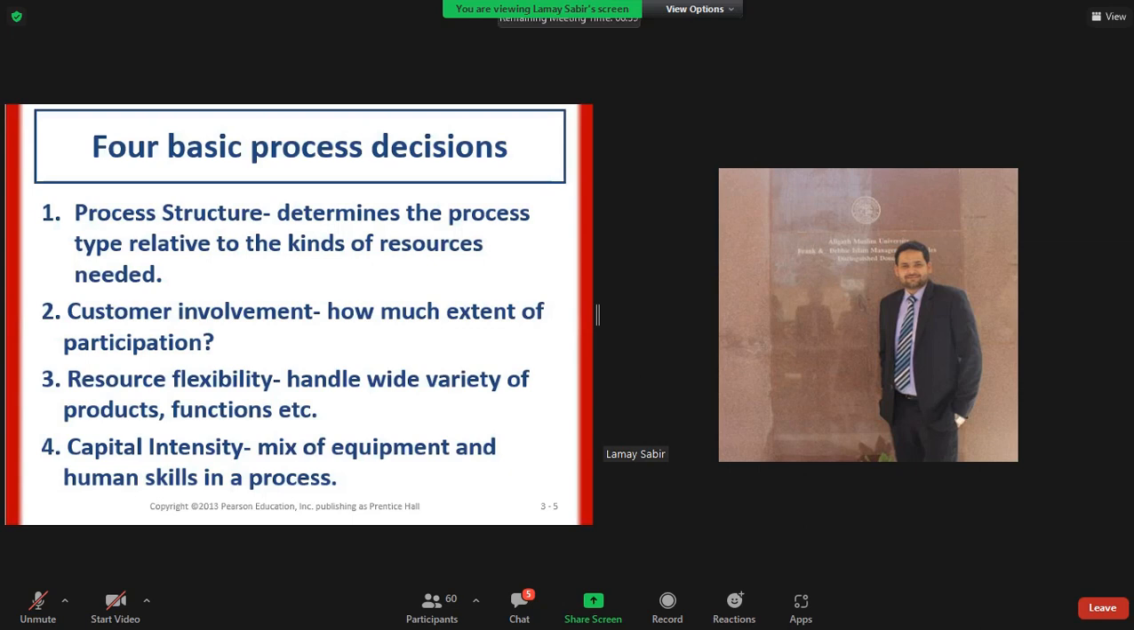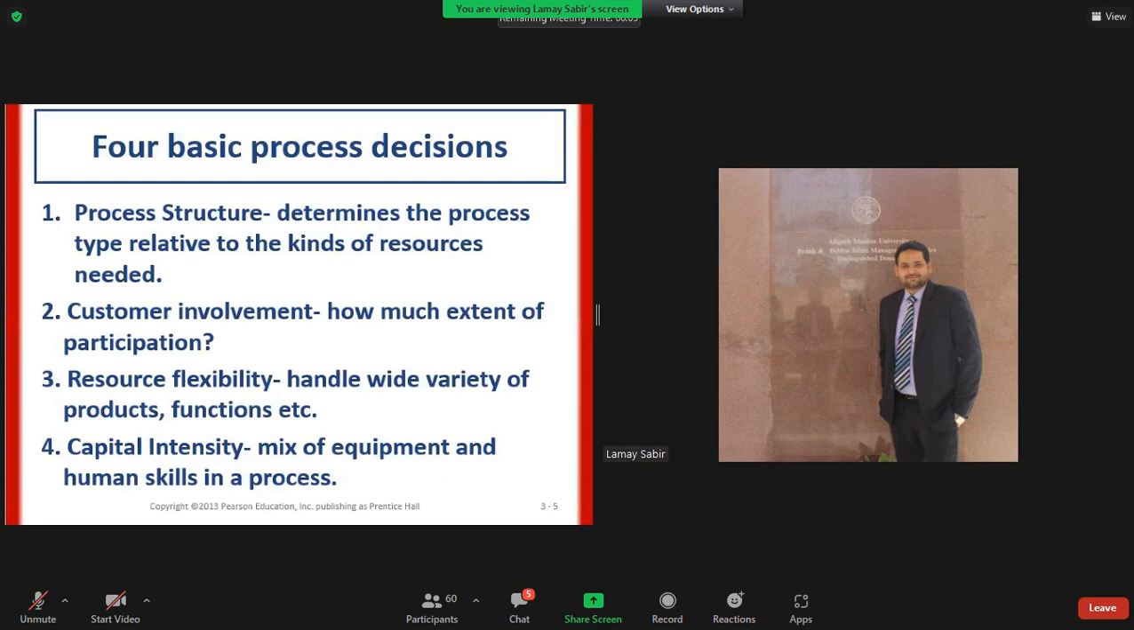But how the whole structure of the organization, how the process structure is being organized. For example, when I go to a bank, you may feel a different type of structure, or if I go to a retail store, you may find a completely different type of structure. If I go to a kirana local shop, you may find a different structure. If I go to a supermarket, you may find a different structure.